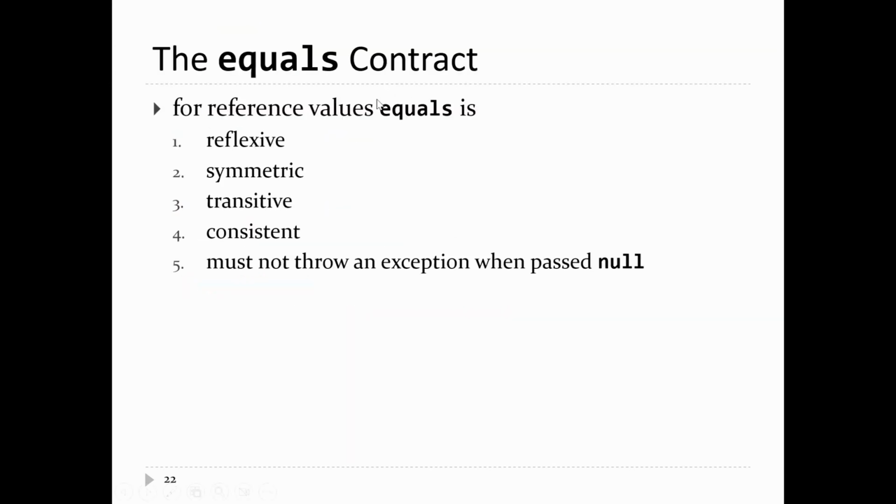Okay, so the equals contract. When you actually look at the documentation for equals inside the object class, what you'll encounter is a very mathematical specification of the method. So when you read the documentation, you'll see that it says equals must be these 5 things. It has to be reflexive, symmetric, transitive, consistent, and it must not throw an exception when passed null. Now fortunately, these 5 things just mean what we described earlier in the lecture.